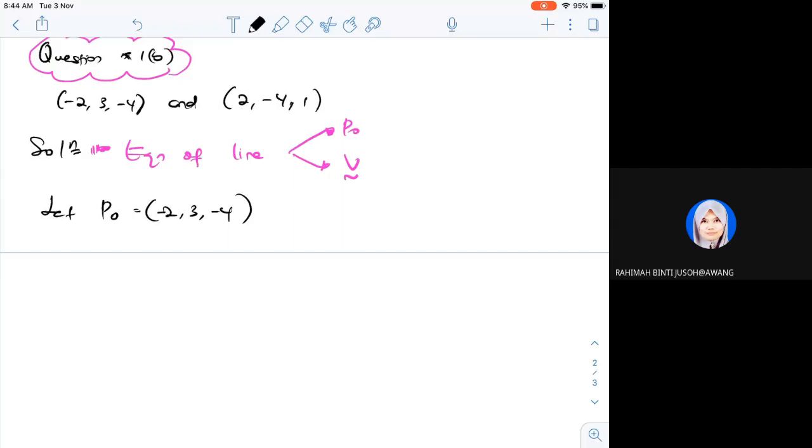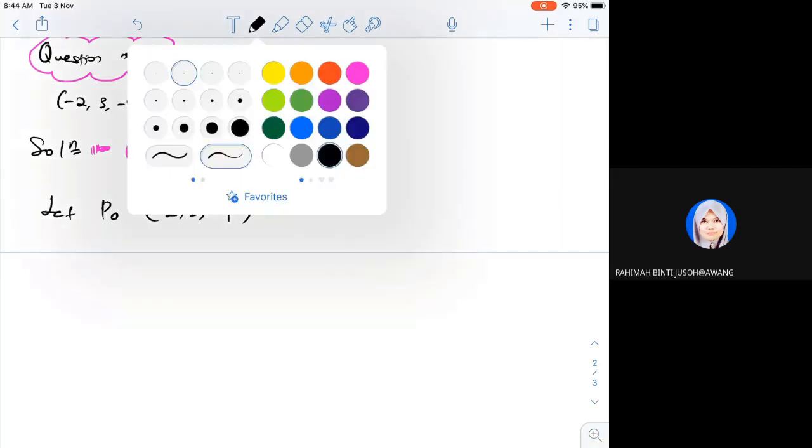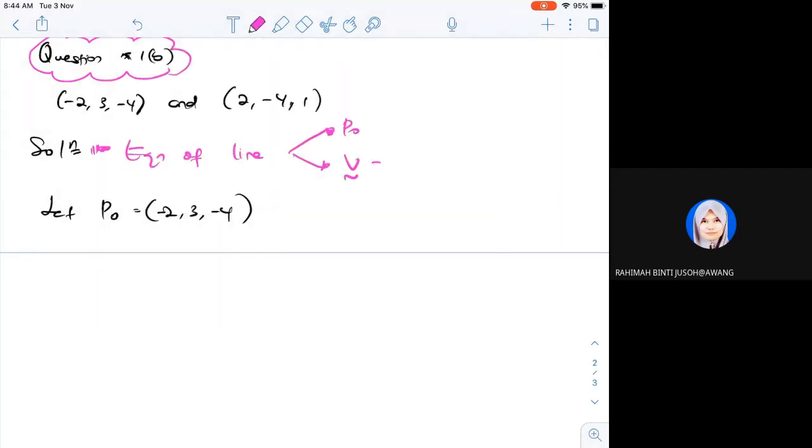So we need to find the vector. What is the vector? We don't know the vector because we are not given the vector. So what you should do in order to find the vector is, let's say I assume this is point A, and this is point B. So the parallel vector from A to B, this is how we write.